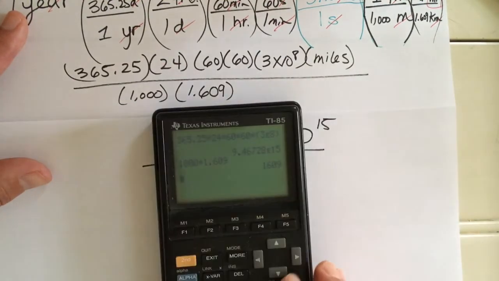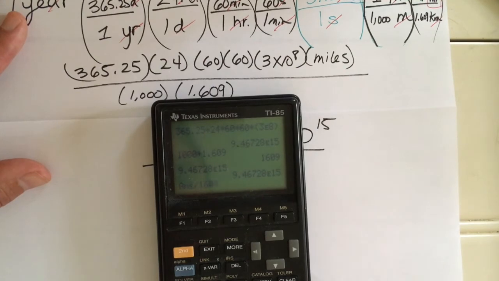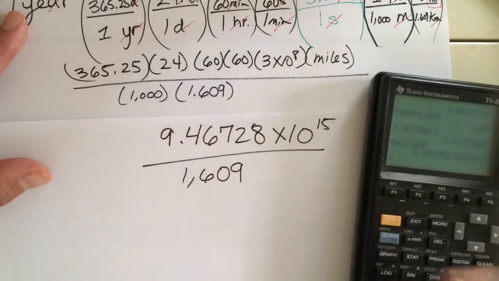And so we're going to divide that answer, 9.46728 EE 15, right? We're going to take that and divide it by 1609. And we get 5.88 times 10 to the 12th.